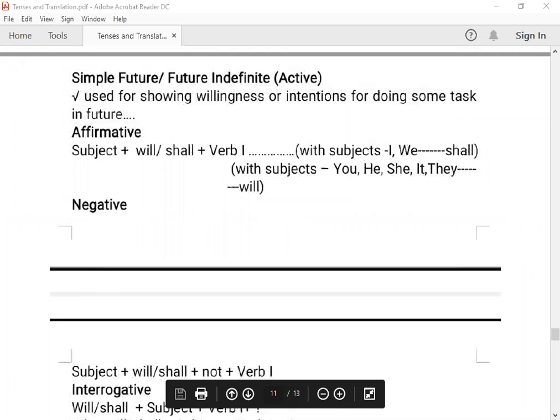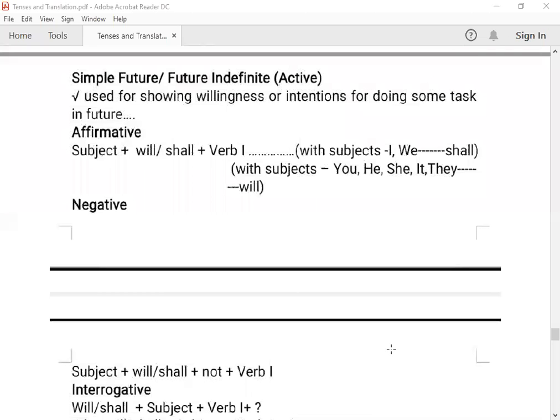Dear students, today we are going to discuss the next tense, that is, future. And the very first part of the future tense that we are going to consider is simple future, or future indefinite. We are going to discuss this tense today. Previously, we discussed the tenses that belong to the past and present, that was past perfect continuous and present perfect continuous, right? So, right now, we are going to discuss simple future.